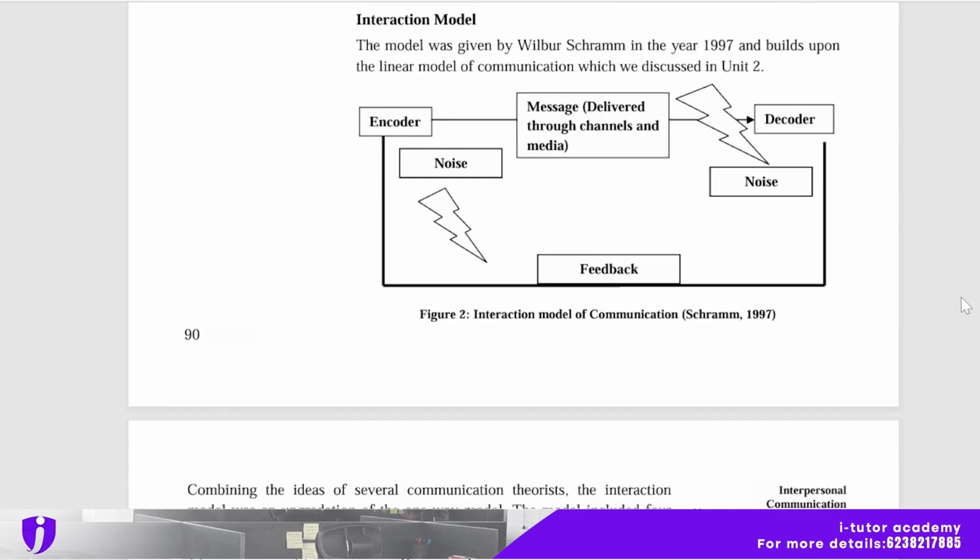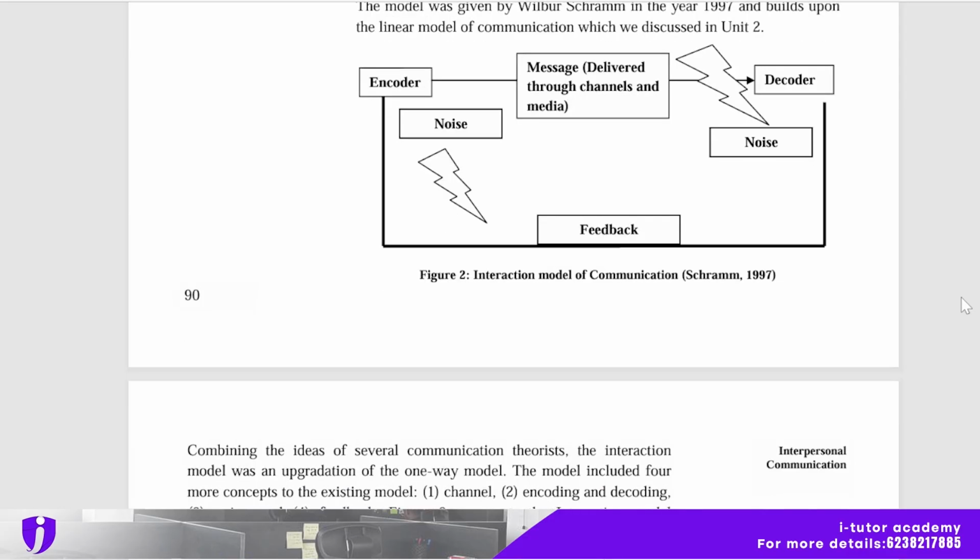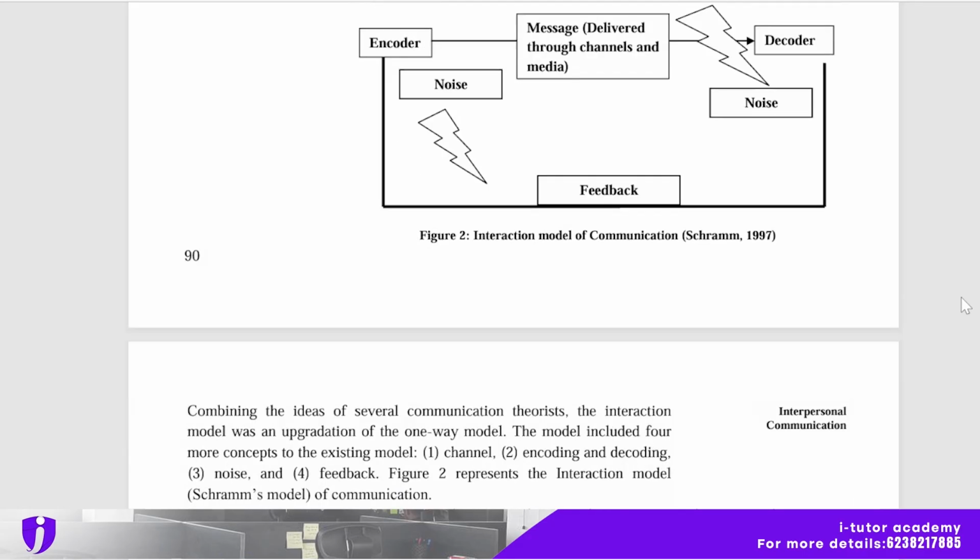Interaction model of communication. The model was given by Wilbur Schramm in the year 1997 and builds upon the linear model of communication, which we will discuss in unit 2. Okay. There is an encoder, a decoder, and a message in between, delivered through a channel and media. There is noise in between, and feedback also, and in feedback also there is noise. So that is the interaction model of communication.